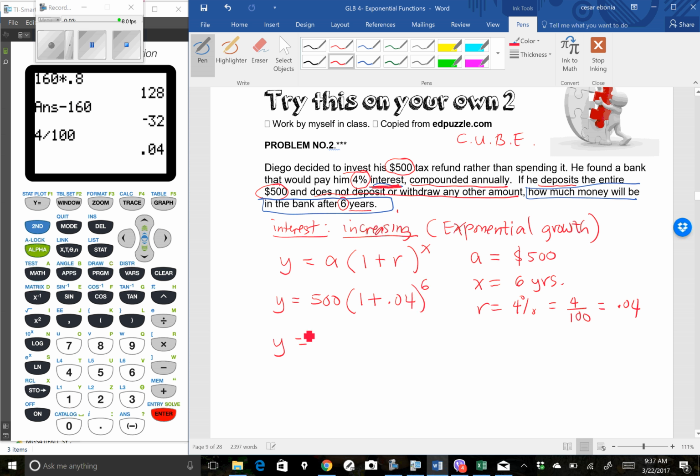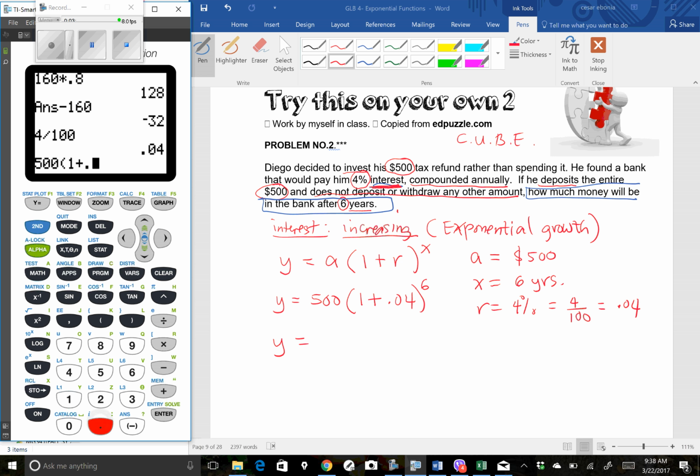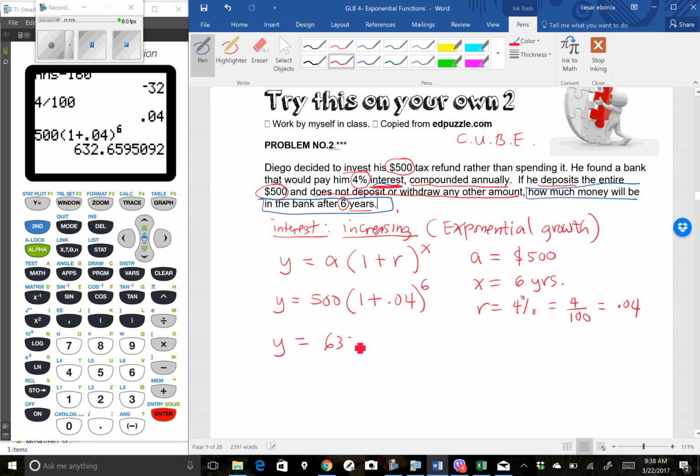Once you have that, I really encourage you to just write that down, then calculate the way it looks like. So we have here 500 times (1 plus 0.04) raised to the exponent 6. Then press enter. So this one now actually is equal to 632.659.